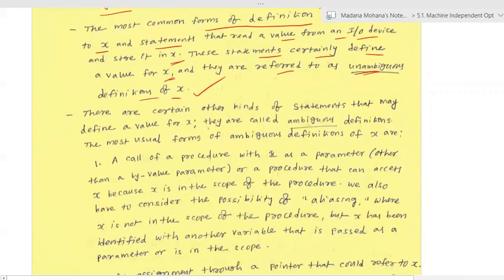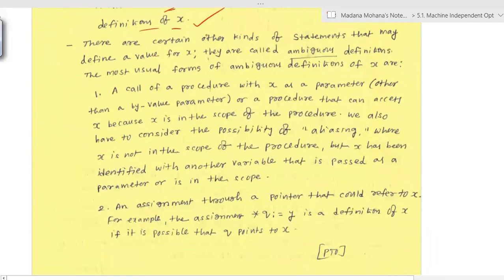There are certain other kinds of statements that may define a value for X. They are called ambiguous definitions. In the case of ambiguous definitions for one variable, there exists more than one definition, so which one needs to be considered? That is the drawback of ambiguity. In unambiguous, no issue. Only the unique definition is considered.